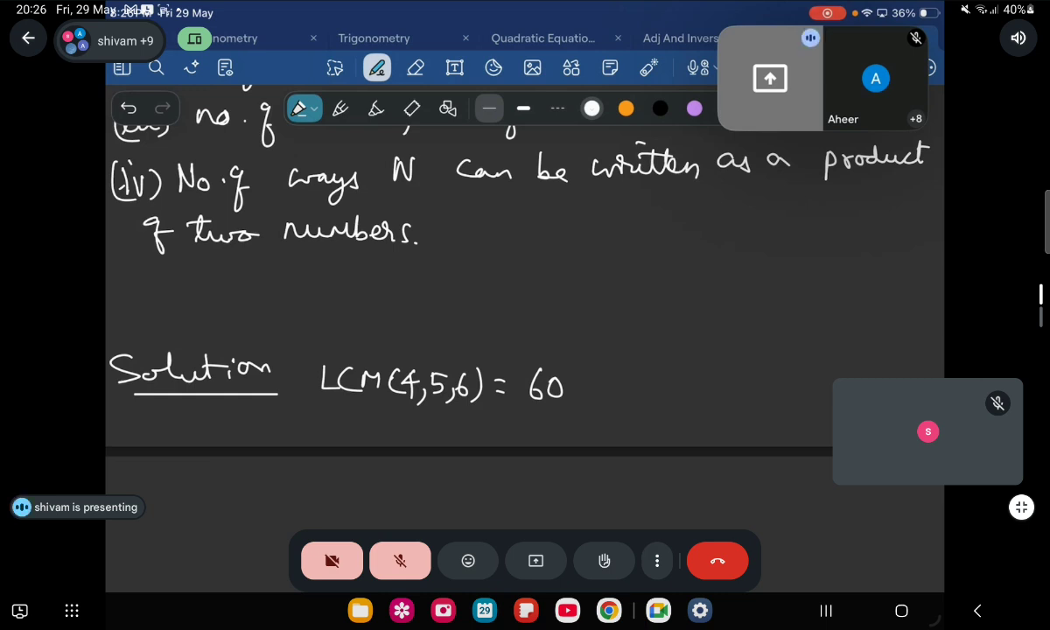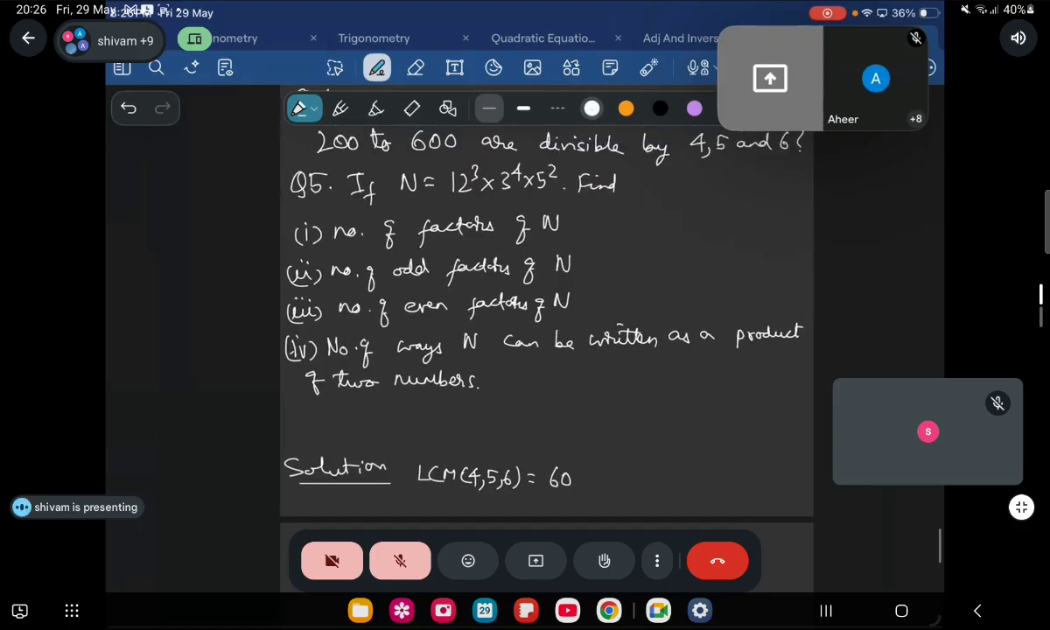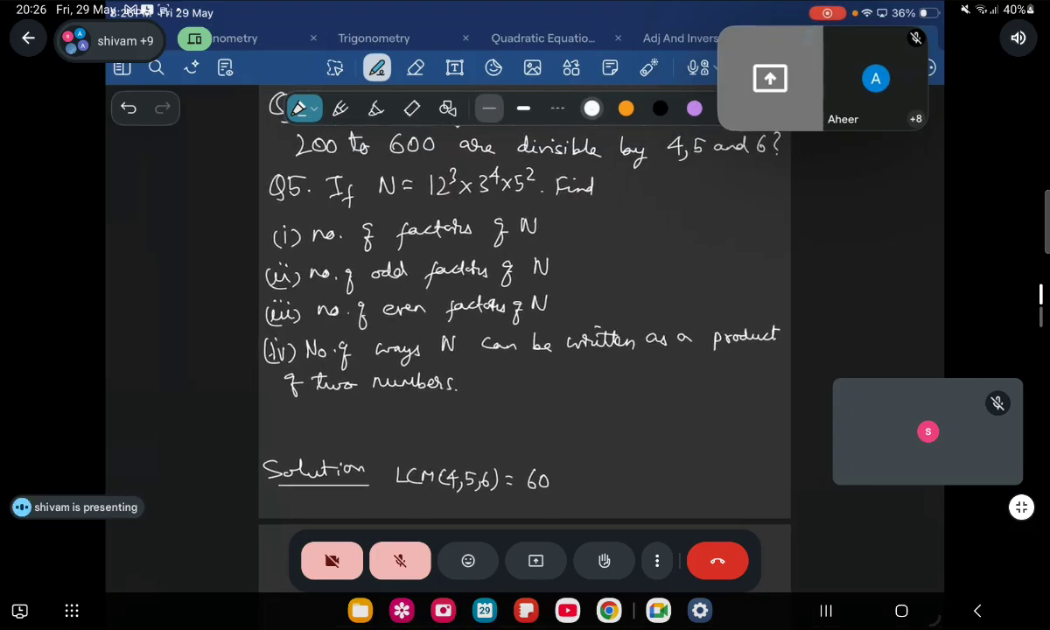Okay. LCM of 4, 5 and 6 is 60. Okay. Next. So over here, we need to find out those numbers which are divisible by 4, 5 and 6. I mean 60 between 200 and 600. So what will be the first number? 240. Right.